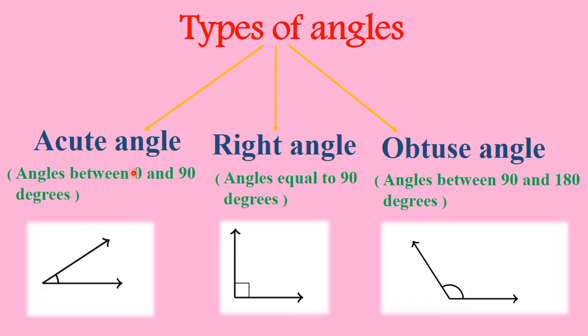What is an acute angle? An acute angle means the size of the angle is in between 0 and 90 degrees, less than 90 degrees and greater than 0 degrees. A right angle means the size of the angle equals exactly 90 degrees. The size of an obtuse angle should be greater than 90 degrees and less than 180 degrees.